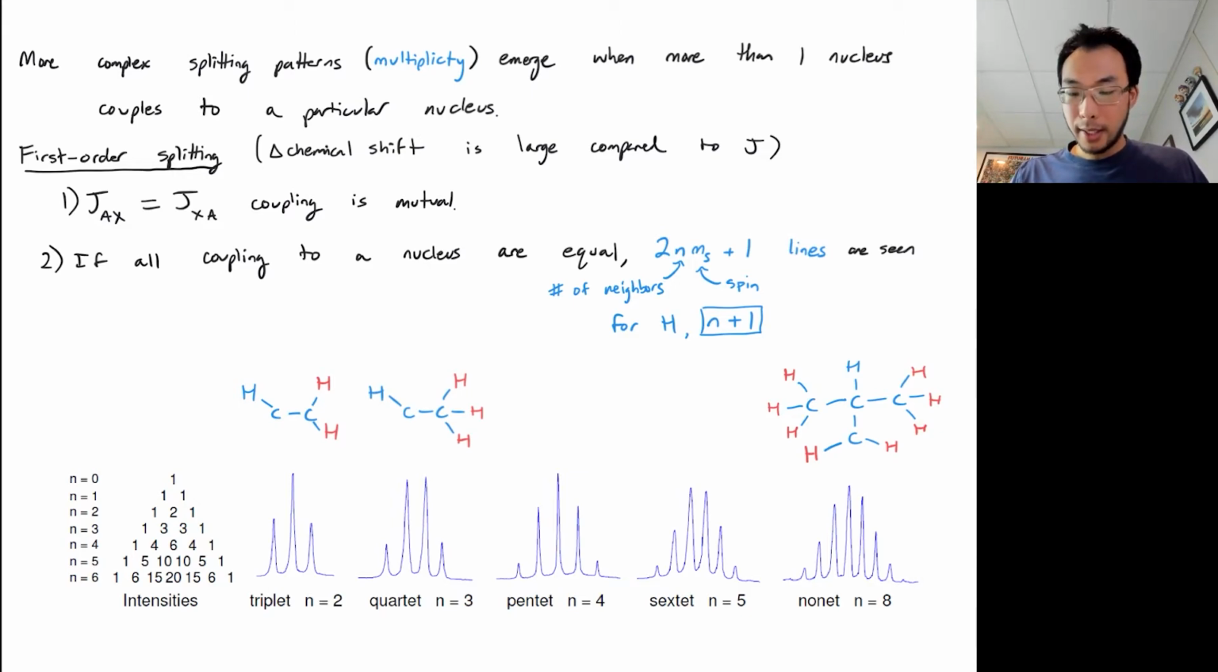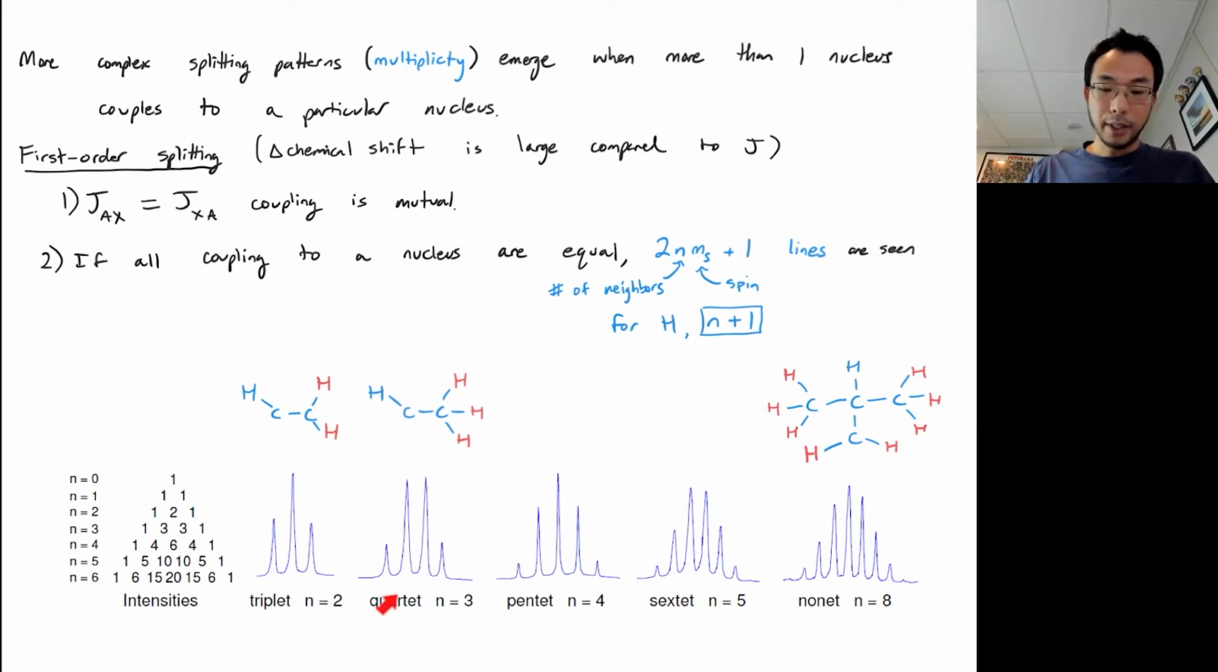If you're looking at the data for the nonet, you see that the outermost lines are very, very small, so not very intense at all. The vast majority of the intensity is in the middle. This reflects that these outer lines indicate a situation where all of the spins are, let's say, alpha, or all of the spins are beta, right? And those are very unlikely from a probability standpoint, so their intensity is very low.